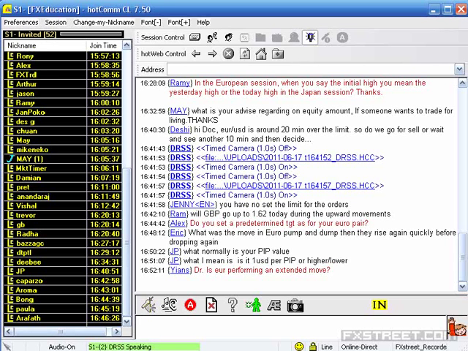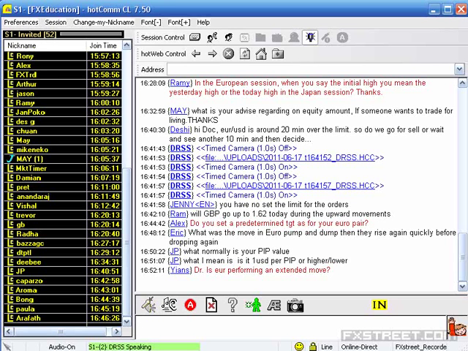What I meant is, is it 1 USD per pip or higher? So okay, there you are talking about the leverage. It can be either one mini lot or one standard lot, depending upon your visible margin and the type of trading platform.